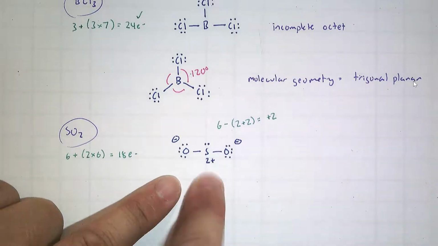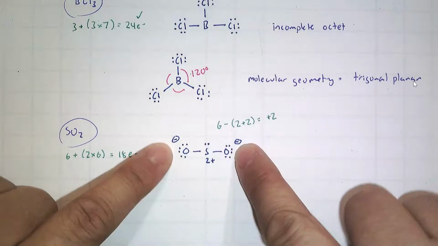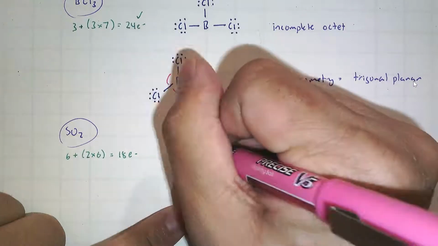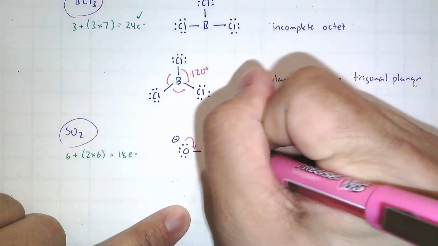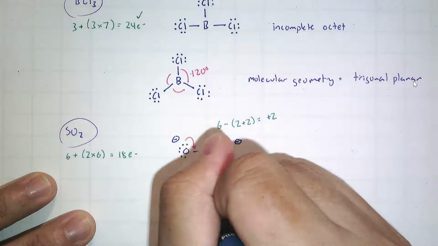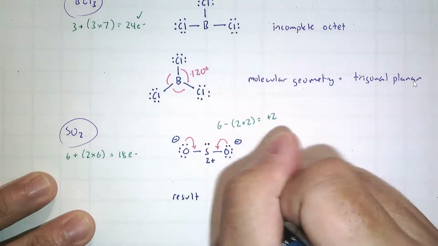So to get rid of these charges, also on the oxygens, why don't we move this lone pair and this lone pair? And the result is this.